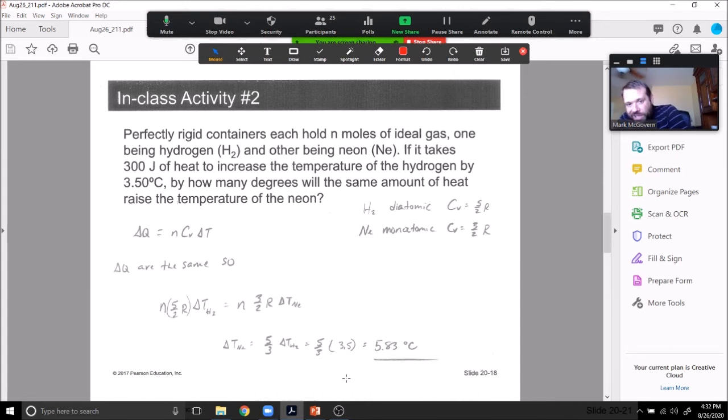So it's easier to heat neon because neon doesn't have a bond with itself where there can be rotational things.